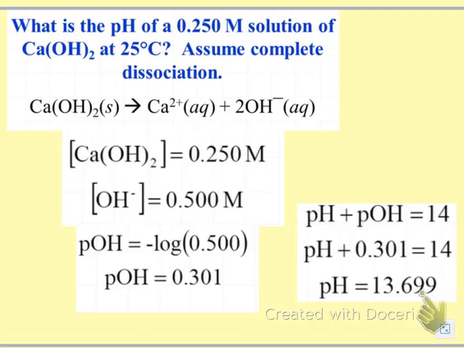Now that's the pOH. In order to find the pH, I know the relationship between pH and pOH is that they add up to 14. And because I know what my pOH is, I can simply subtract, and I get a pH of 13.699.